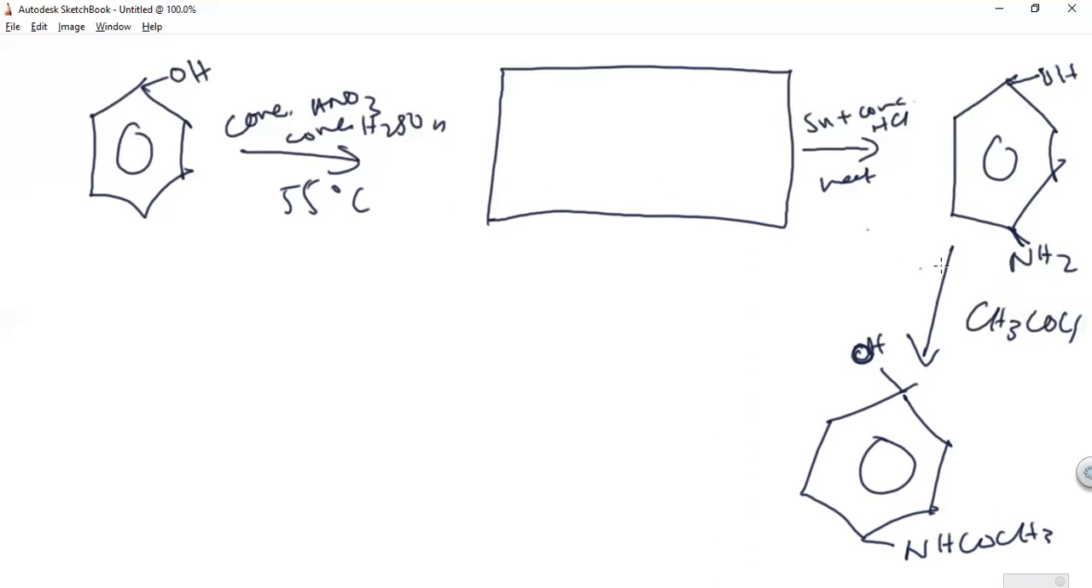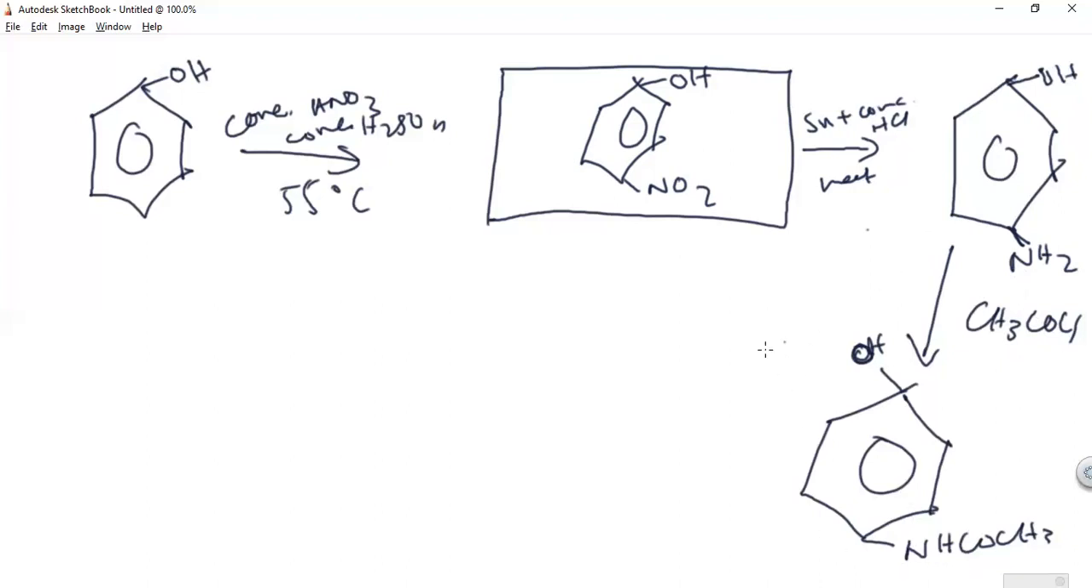Now, where is the nitro group being added? See, phenylamine is in this. The amine group is at the bottom carbon, I mean the fourth carbon. So we could also add the nitro group to the first carbon, because from there, when tin and concentrated hydrochloric acid is added with heat, this phenylamine is formed. And when this phenylamine is reacted with CH3COCl, which is an acyl chloride, we get this amide group.